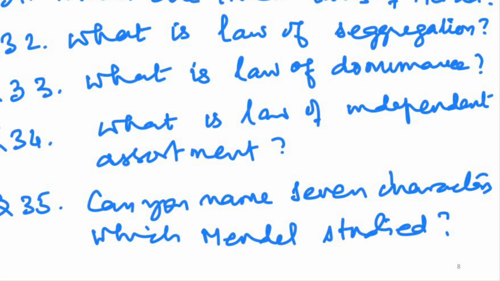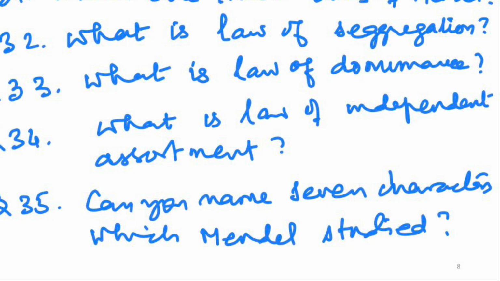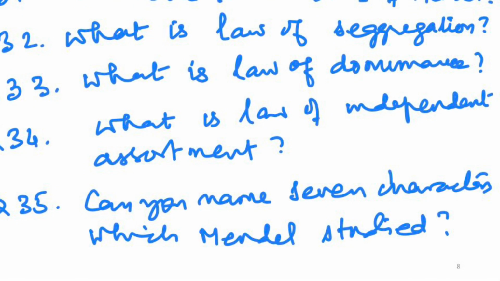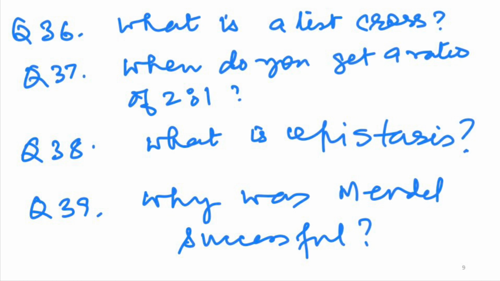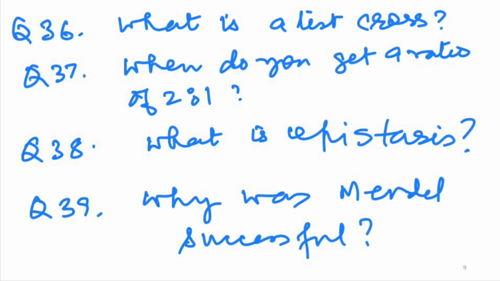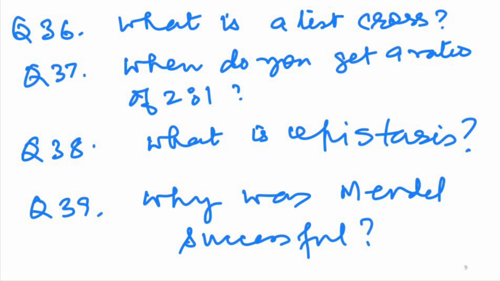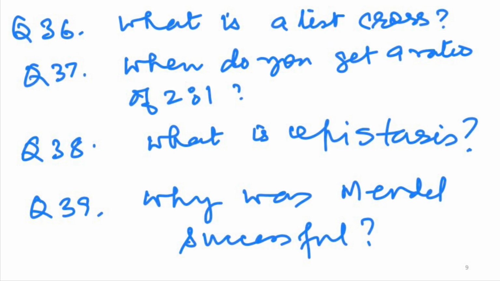So can you quickly name the 7 characters which Mendel studied? Again, a very simple question, but you may not be able to answer, and you can get the answer from anywhere. I am not telling you here what the 7 characters are. Then you may also be asked, what is a test cross? The answer is when a heterozygous parent is crossed to the recessive homozygous, that is a test cross, and you have studied this in earlier classes, so you don't need to worry about that.